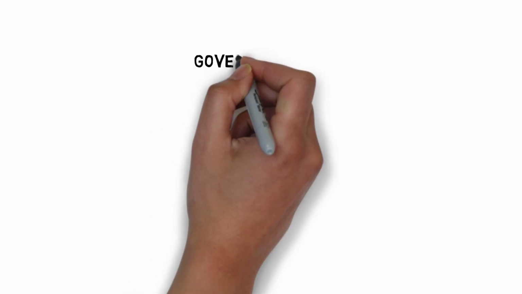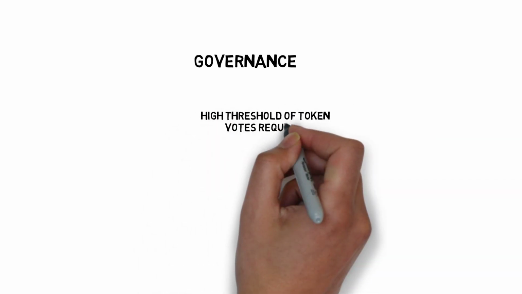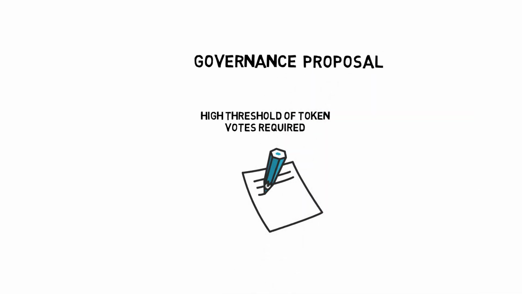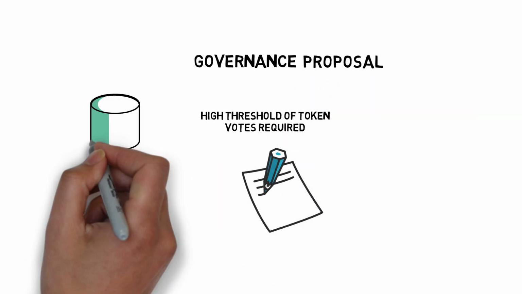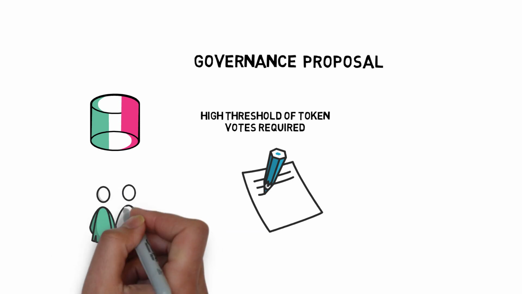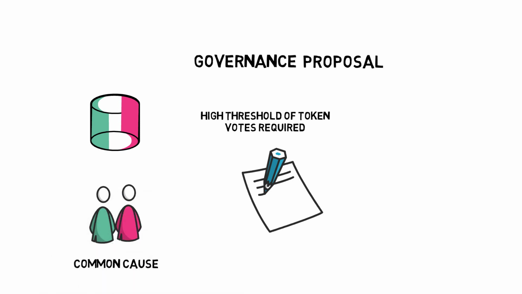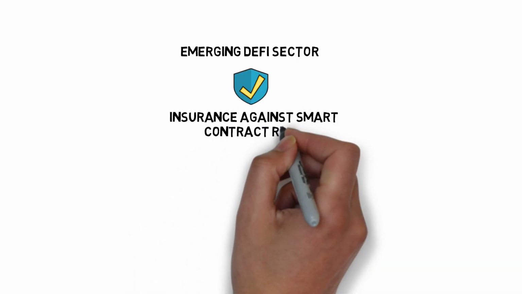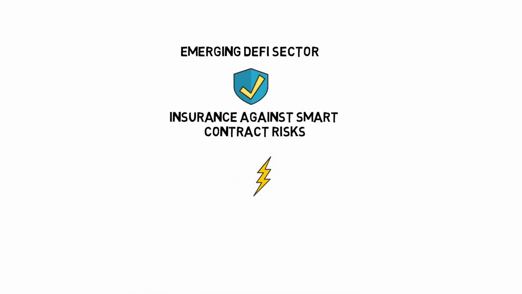We could also think about governance as a use case. In some cases, there's a very high threshold of token votes needed to be able to put forward a formal governance proposal. If the funds are pooled together instead, participants can rally behind a common cause they deem important for the protocol. Another emerging DeFi sector is insurance against smart contract risk. Many of its implementations are also powered by liquidity pools.